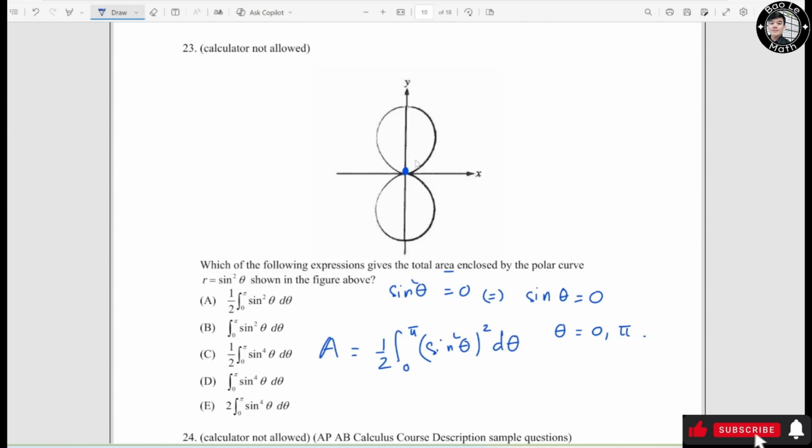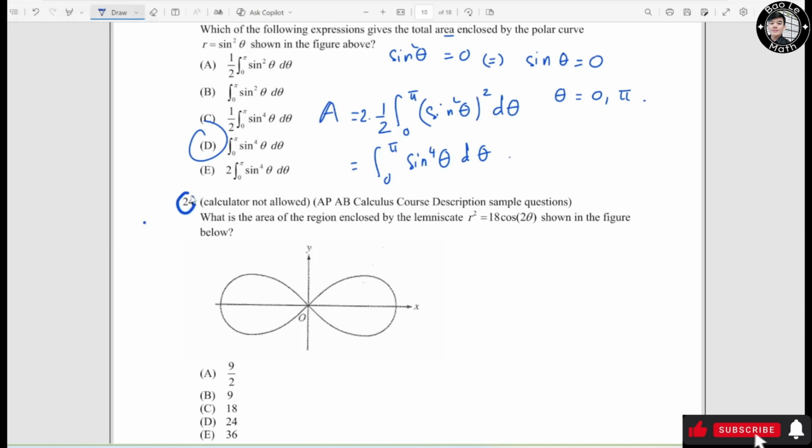This is just the upper half. We have this symmetric about the x-axis, so we need to multiply by 2. So the final answer is the integral from 0 to pi of sine to the 4th theta d theta. So the answer must be D. Now let's move on to question 24.